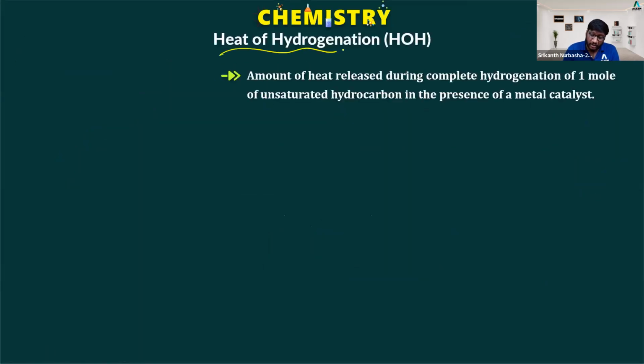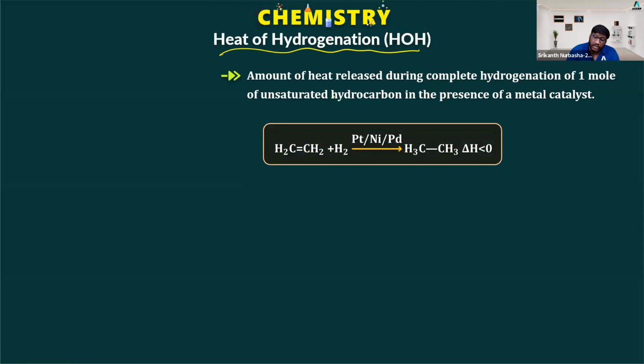Next comes the concept of heat of hydrogenation. What is the heat of hydrogenation? Amount of heat released during complete hydrogenation of 1 mole of unsaturated hydrocarbon in the presence of metal catalyst. That means addition of hydrogen to 1 mole of unsaturated hydrocarbon. If you take 1 mole of unsaturated hydrocarbon and you add H2 to convert that to alkane, in that process, how much amount of energy is released? That is nothing but your heat of hydrogenation.